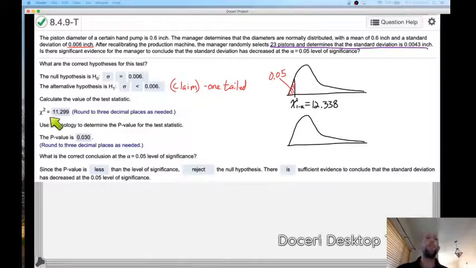So in computing, we find that the chi-square test statistic is 11.229, which is less than 12, and so it's going to be to the left of 12.